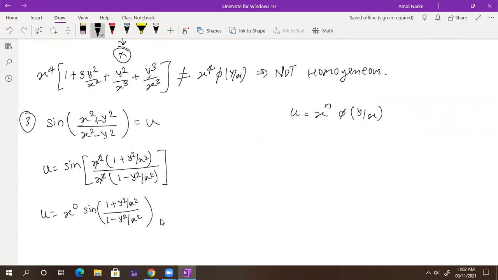Yes, it is. See, here we have 1, so y divided by x raised to 0. Here we have y divided by x square, here also y divided by x square. So this is y divided by x in the format. So this is equivalent to u is equal to x to the power n into some function of y divided by x. So this is homogeneous. So I can say that u is homogeneous. What is the degree?